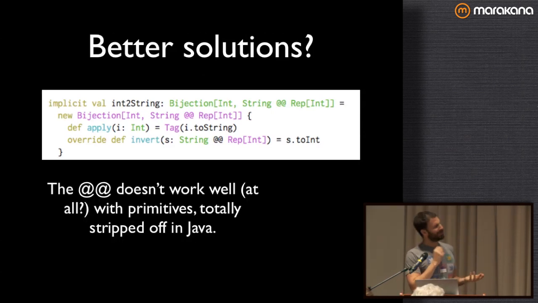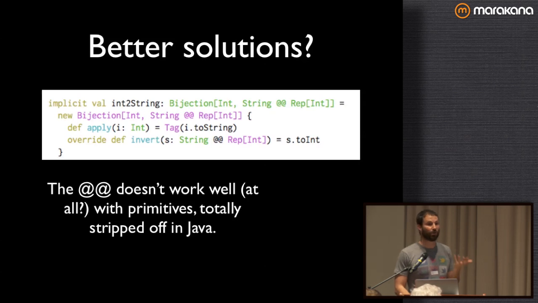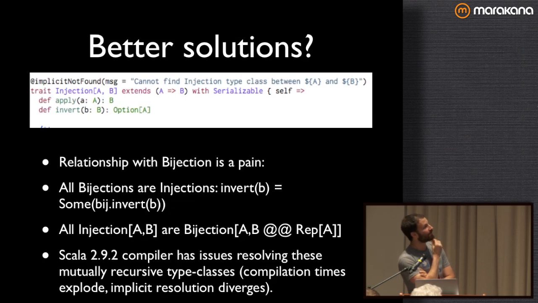Well, it doesn't seem to work with primitives. So if you decorate int with @@ something, the Scala compiler can't handle that. And also that @@ is totally stripped off in Java, and I kind of care about that. So that sucks. Here's another solution I'm playing with a little bit.